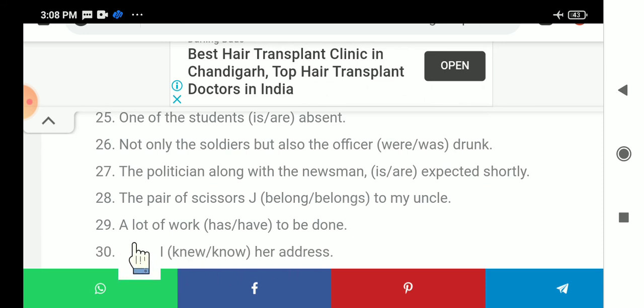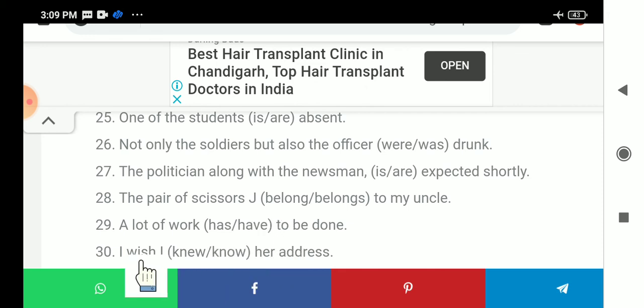Okay, 29th question. A lot of work has to be done. So here, "has to be done". The phrase "a lot of work" gives the singular meaning. With the singular meaning form of the subject, we have to use the singular form of the verb, "has".